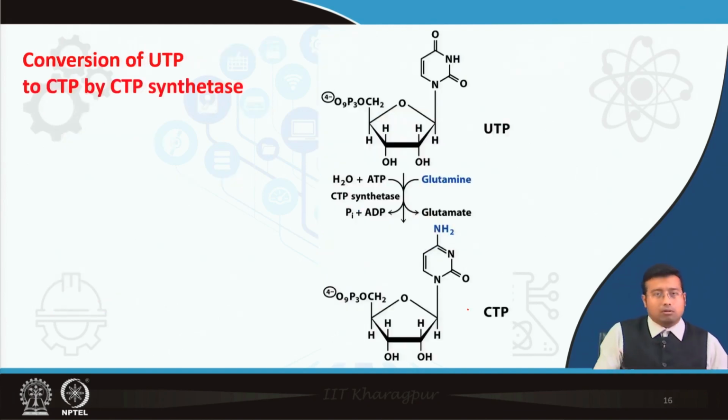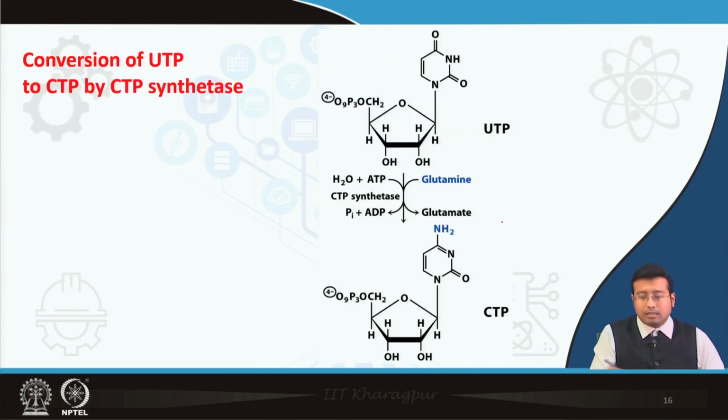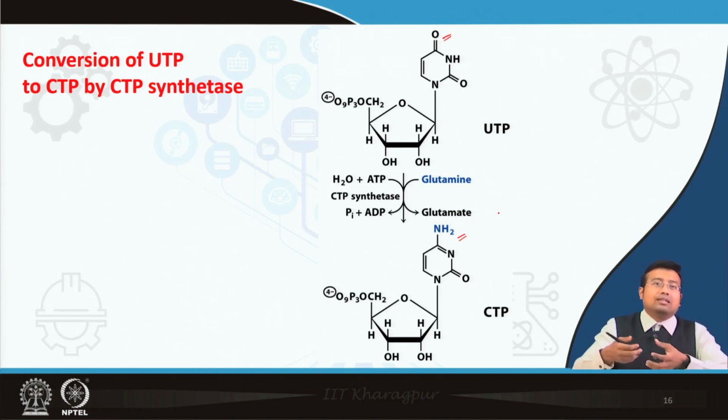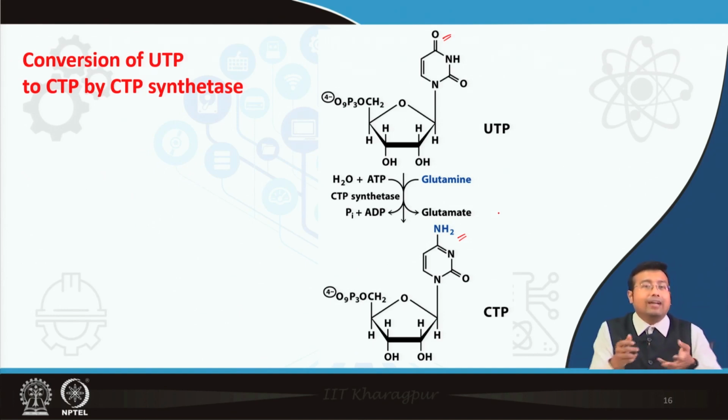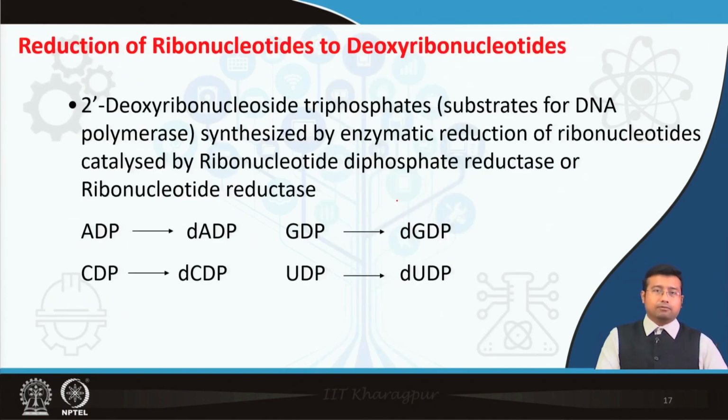Anyway, if we highlight this step, these are steps 7, 8, 9, and if we highlight this last step, you can see what exactly is happening here. This keto group is being converted to an amino group. This is the basic difference in structure of uridine and cytidine. And who actually helps in donation of this nitrogen? Glutamine. All right. Again, ATP is required, hence this is known as a synthetase enzyme. So CTP synthetase is the last step. So 2 kinases followed by a CTP synthetase, right.